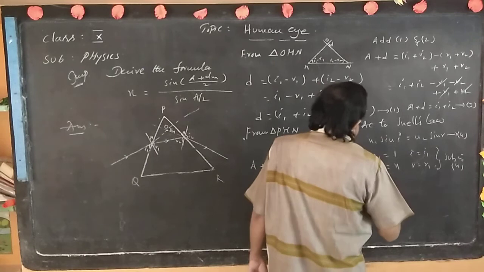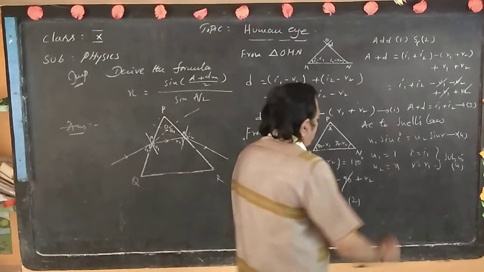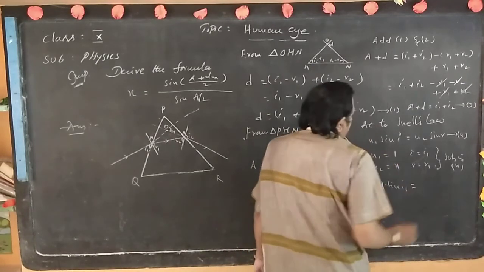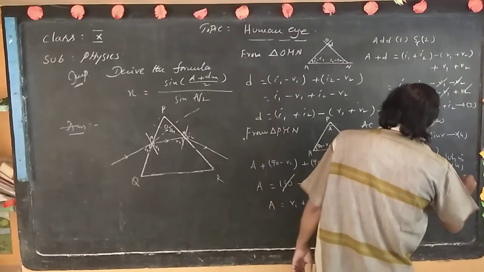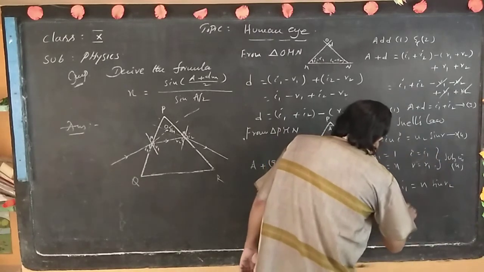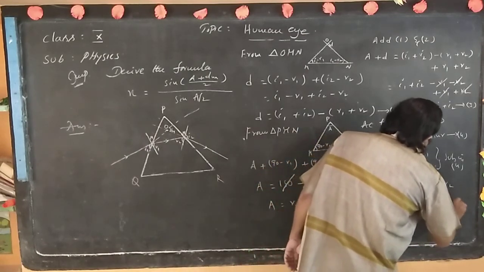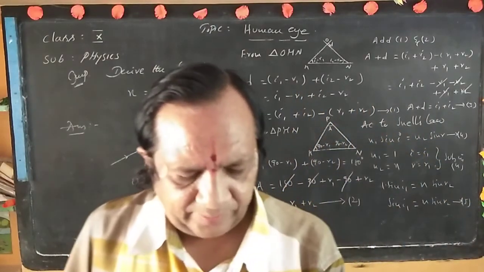Then what do you get? N1 means 1. 1 into sin I1 is equal to N2. N2 means N. N into sin R1. Then what do you get? Sin I1 is equal to N sin R1. That is taken as equation number 5.